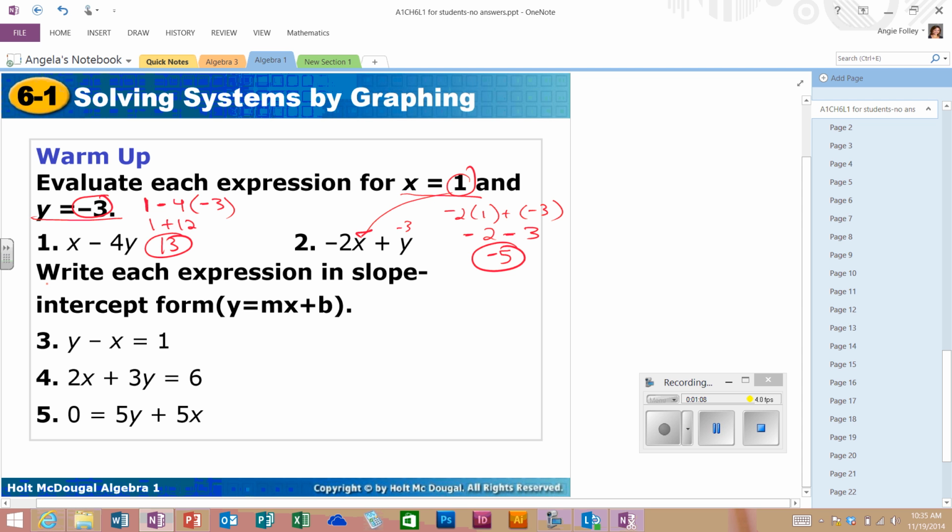All right, next part. Write each expression in slope-intercept form. So we just got done doing that. So y equals mx plus b. So I'm going to move this x over. So I get y equals x plus 1.